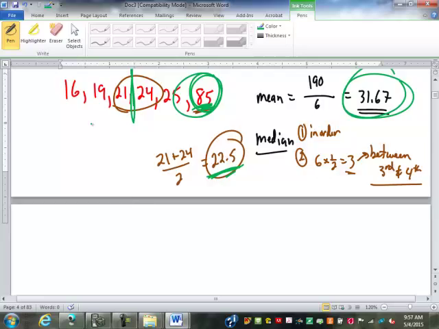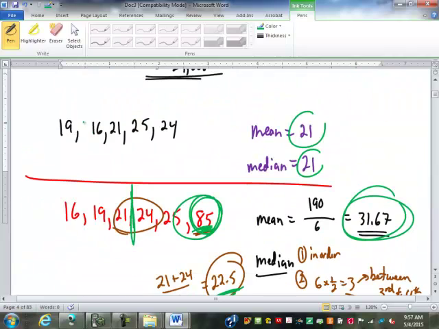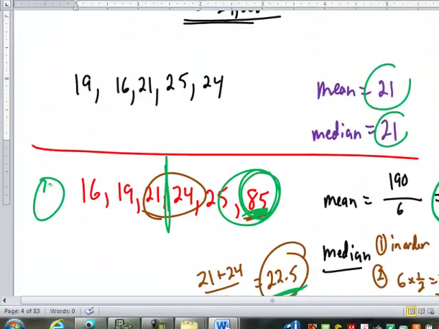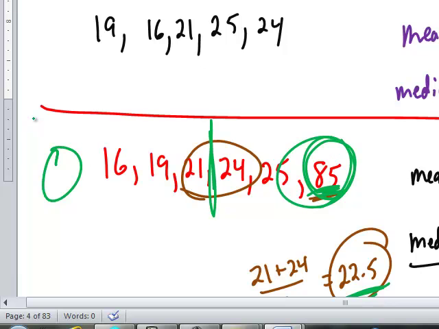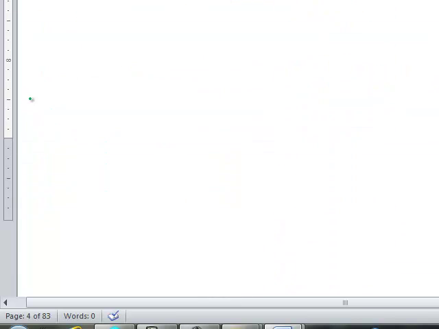If you added another one, like a really small number down here, you mean? Yeah. It would balance it out? Yeah.